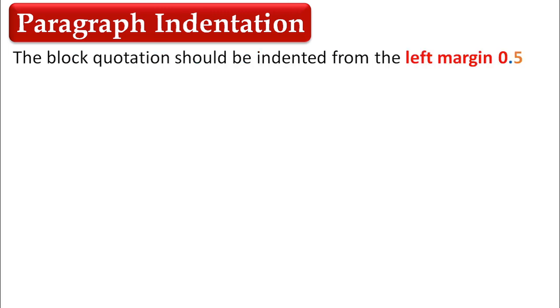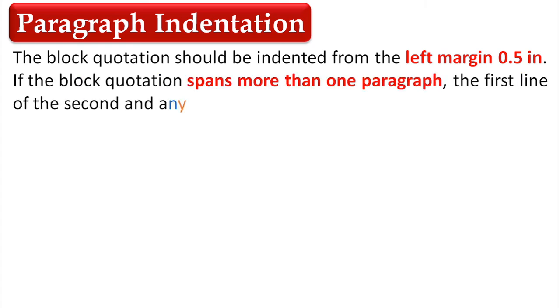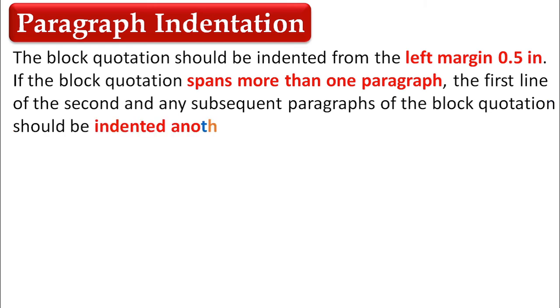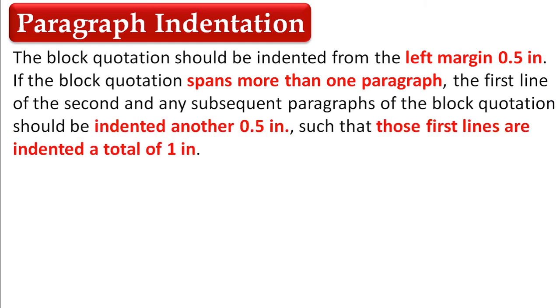The block quotation should be indented from the left margin 0.5 inch. If the block quotation spans more than one paragraph, then what will we do? The first line of the second and subsequent paragraphs, we will give an additional 0.5 inch indent. So second, third, fourth, and any subsequent paragraphs of block quotations will have a total indent of 1 inch. Okay, 0.5 for every paragraph, and for second or third or subsequent paragraphs, an additional 0.5.